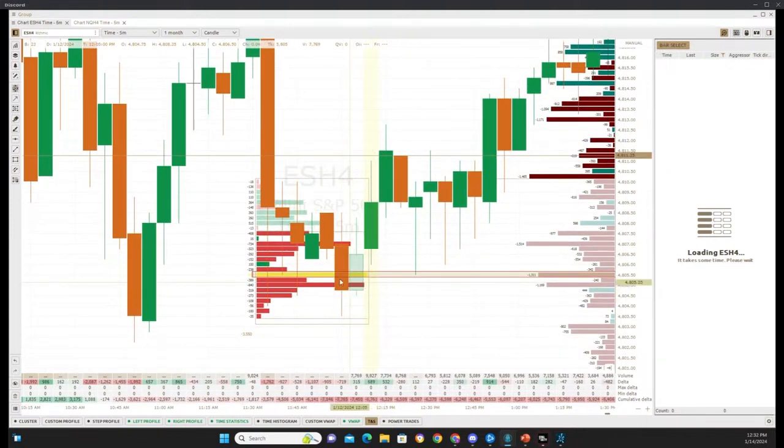Look at the retest they gave you. They created an imbalance. They broke the highs of these previous consolidation candles. Look at the retest. Right off of what?